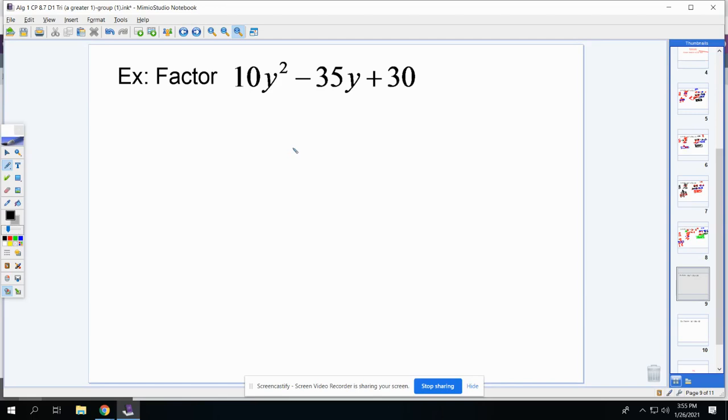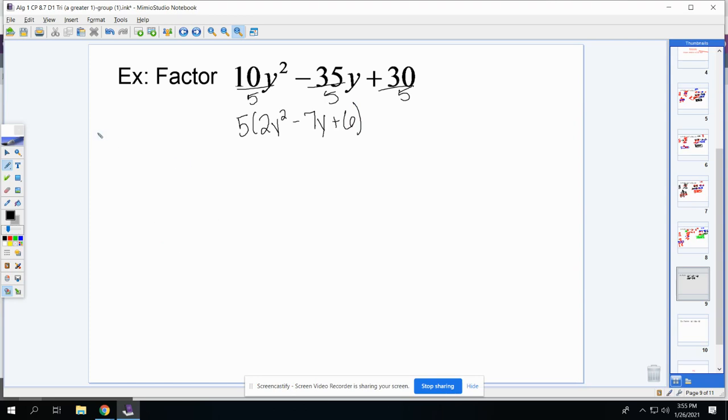All right, this question here, 10y squared minus 35y plus 30. First thing I want to do is check for a GCF. So looking at 10, 35, and 30, it appears to me that there's a 0 or a 5 at the end of each of these numbers here. So we can factor out a 5. If we factor out a 5 here, we can divide that by all of these terms. So this is going to leave us with 2y squared minus 7y plus 6.